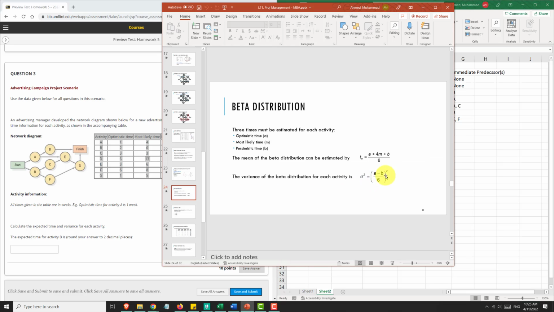Now for variance, it's the difference between the optimistic and the pessimistic time divided by 6, squared. Whether you do a minus b or b minus a does not matter, because the square will take away the minus sign anyway.